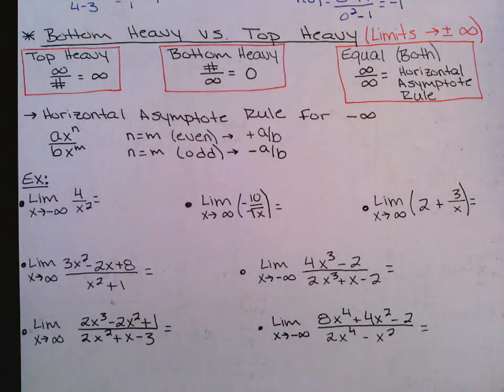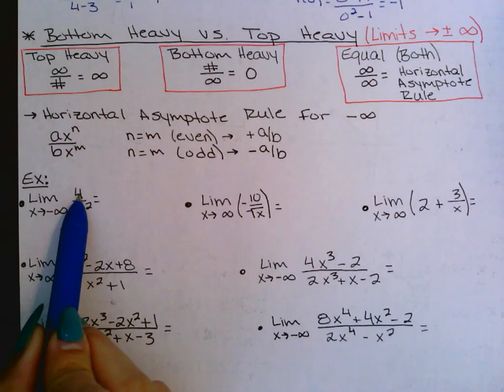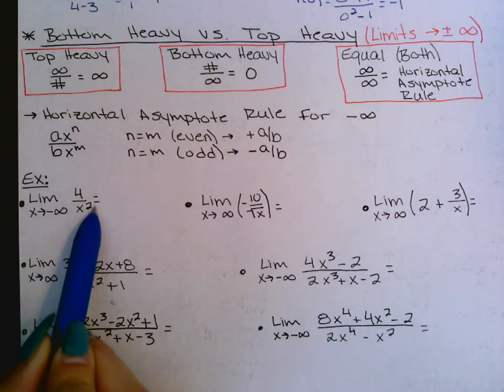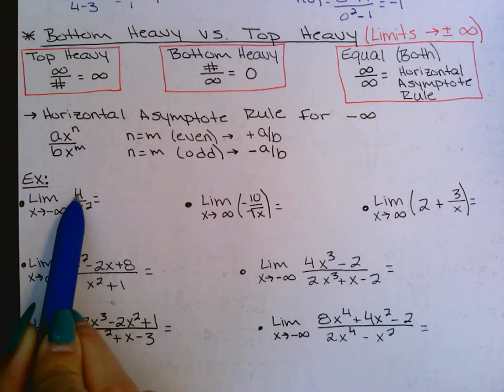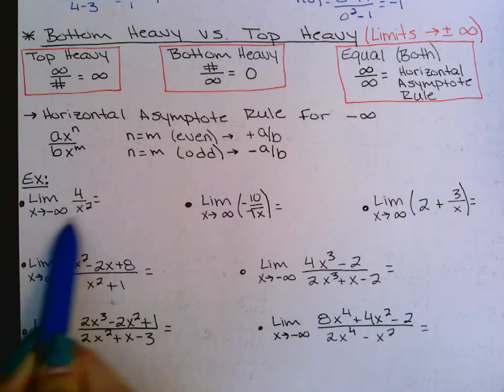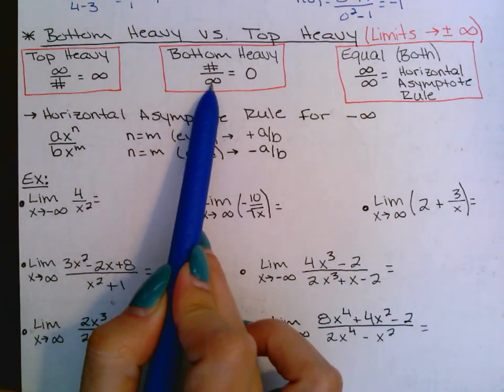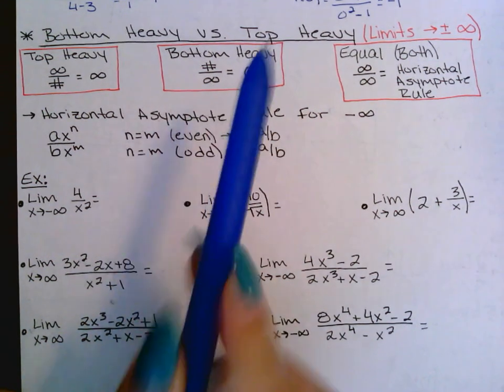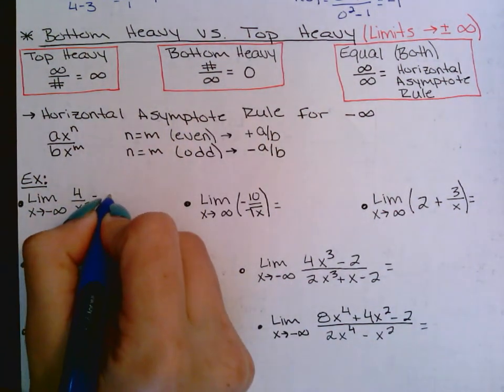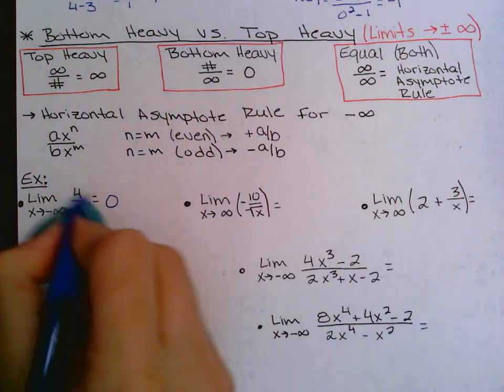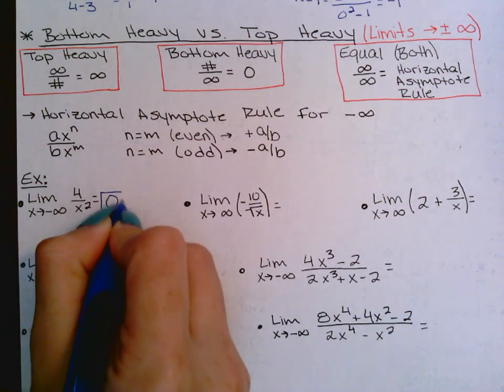So this first question, the limit as x approaches negative infinity. If I were to plug in an infinity, it would only go into the bottom, and I'd have 4 over one of the infinities. Doesn't matter if it's negative or positive here. If it's in the bottom, it is bottom heavy, so my answer is 0. Yes, it is as simple as that. This is not a trick.